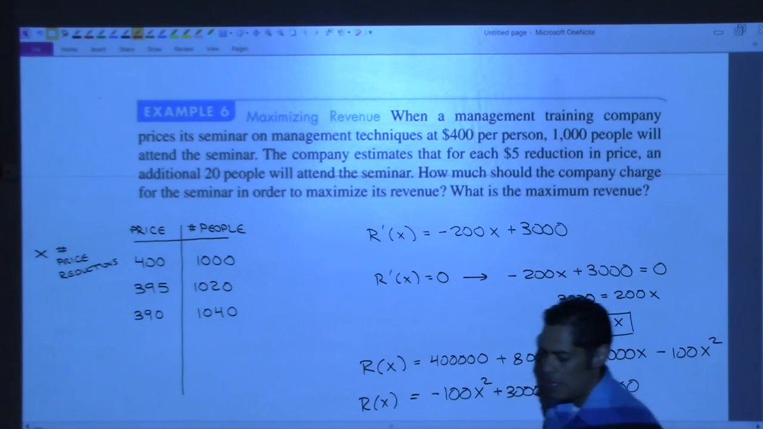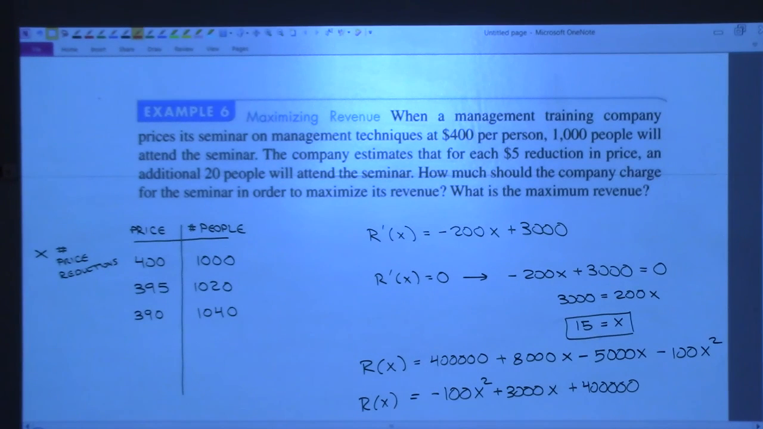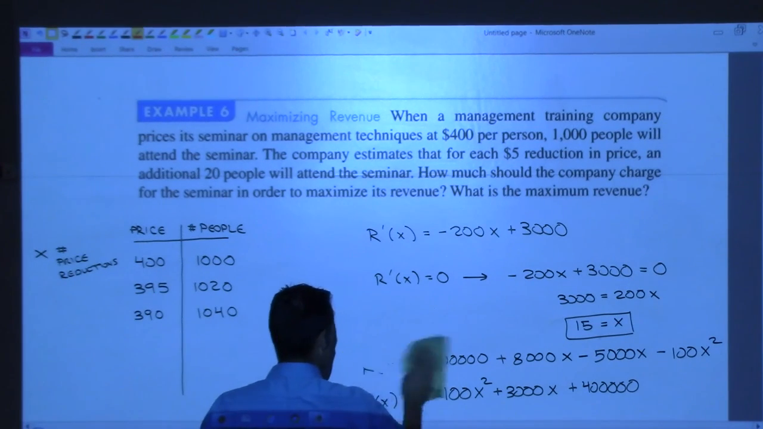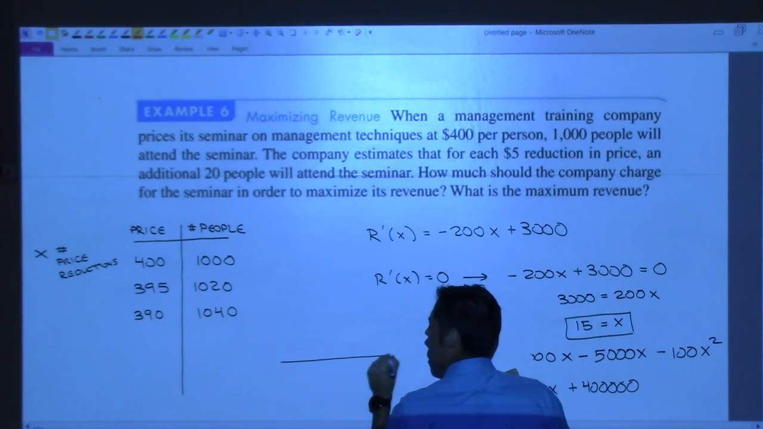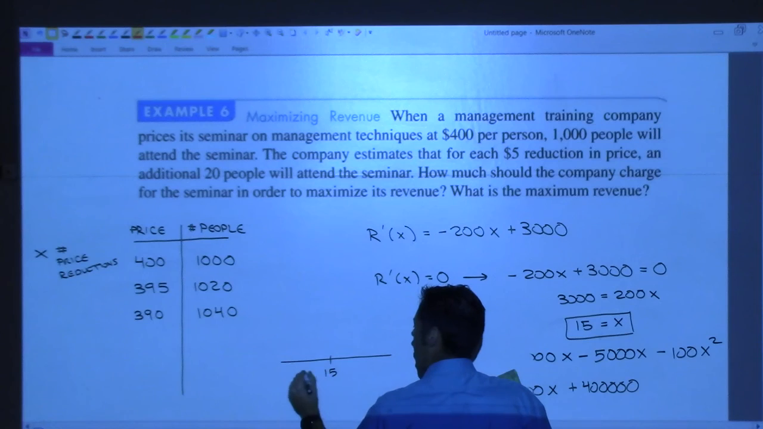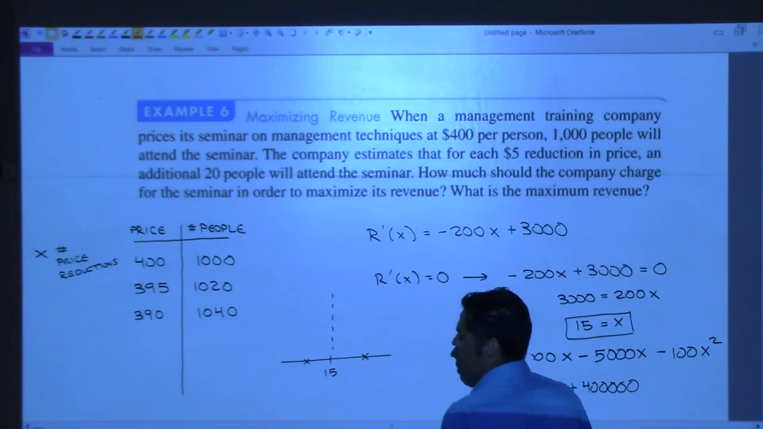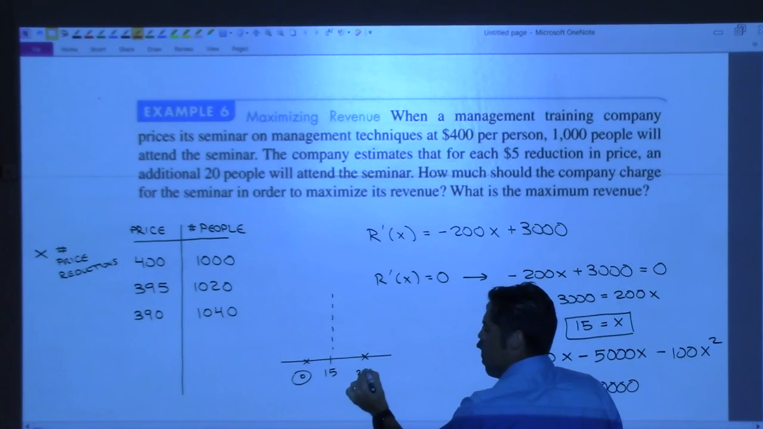So does that mean we're done? Like, what do I need to do right now? I need a number line, right? I need to test. I need to make sure this gives me a maximum point on my graph. So let's just check it real quick by doing a number line. I'll do it right here. We have 15, and then we pick some test points. Those test points are any numbers we want to the left. So how about 0? That's a nice one to the left. And to the right, I'm going to go with 20.